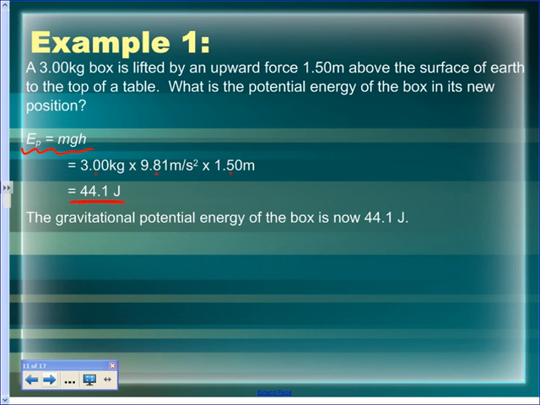Were that box to fall off of the table, how much kinetic energy would it have the instant it hits the ground? 44.1 joules. The law of conservation of energy says you can't create it, you can't destroy it, but you can convert it into other kinds. As an object falls, does it speed up? Is your kinetic energy based on your speed? Yep. So as something falls, it rapidly converts potential energy into kinetic energy.